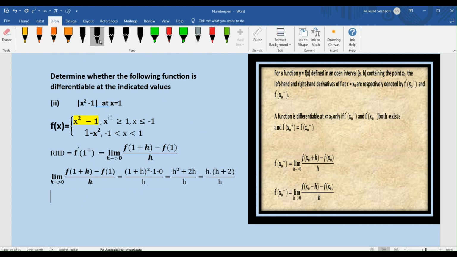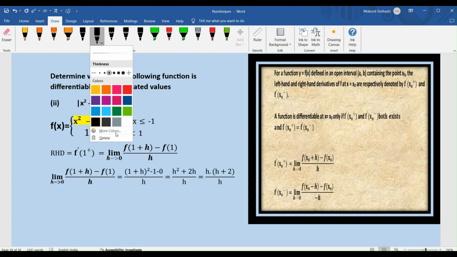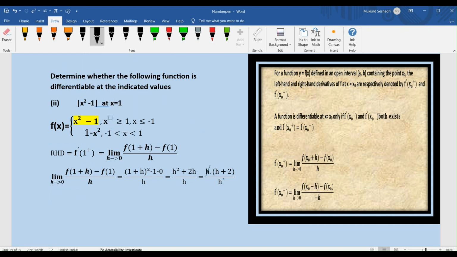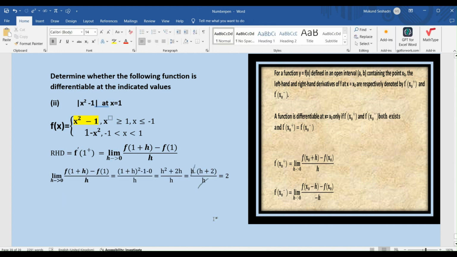I can pull out my pencil and now cancel out my h and h. And I'm left with h plus 2, which is not further available to simplify. And when I do a substitution, I'm left with 2. So there we have our RHD. It is a finite number. So the RHD for this function does exist.